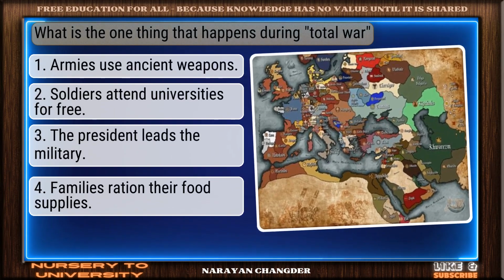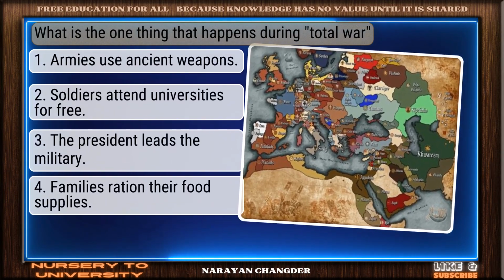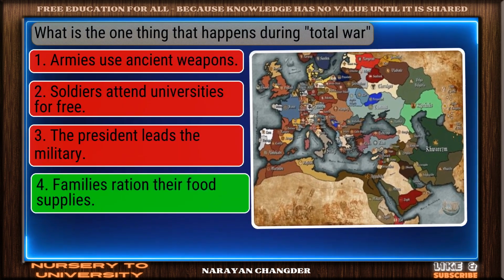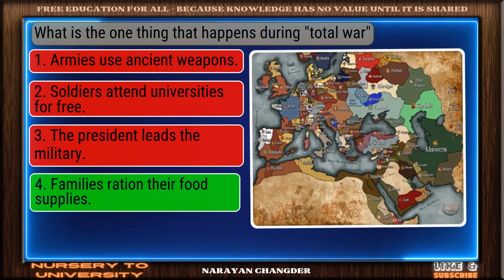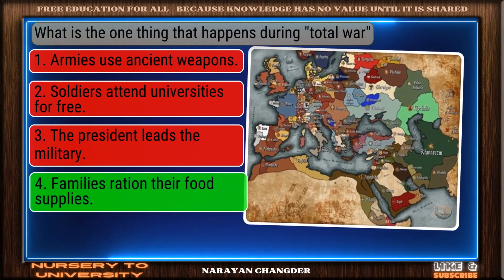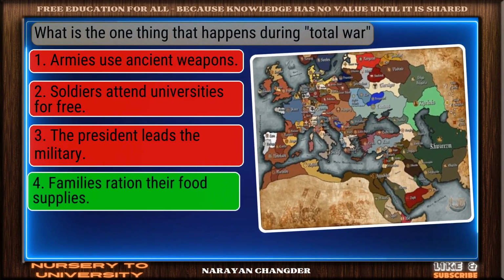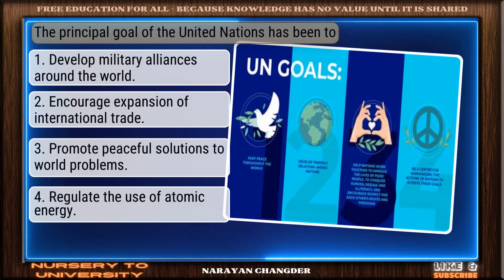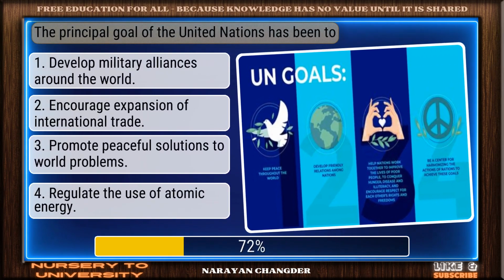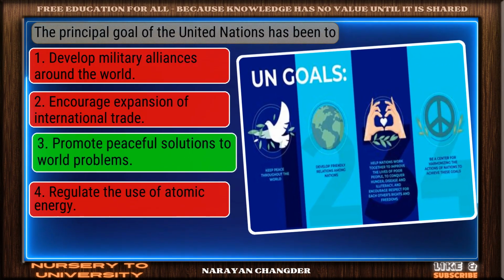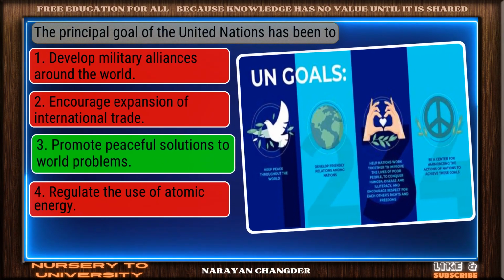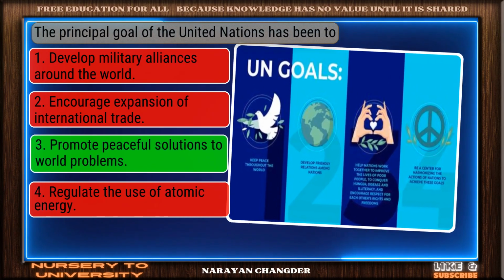What is the one thing that happens during total war? Exactly. Families ration their food supplies makes sense and it is right choice. The principal goal of the United Nations has been to... Smart pick. Promote peaceful solutions to world problems is the correct choice.